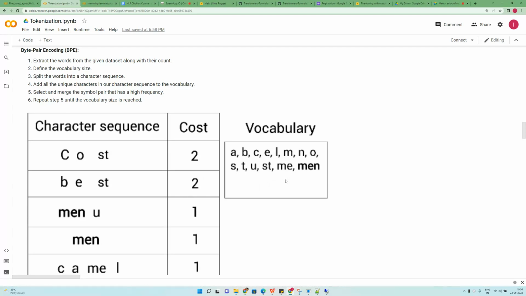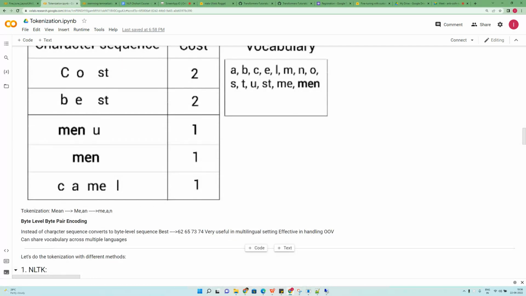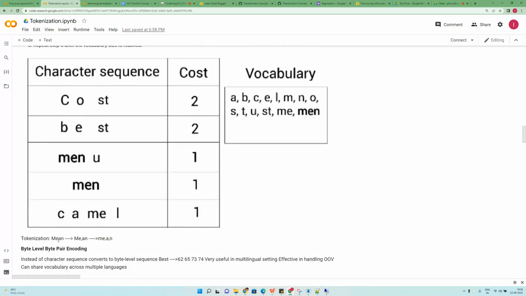Then you will stop. Then if a new word comes into the picture, so let's say I got a new word MEAN, then what I will do, I will see if MEAN is there in the vocabulary. So I don't have MEAN here. So what I will do, I will divide this word into subwords like ME and AN. Then I will see whether ME is there or AN is there. So ME is there, I am good. I will assign the ID to it. Then AN, I will see whether AN is there. So AN is not there.